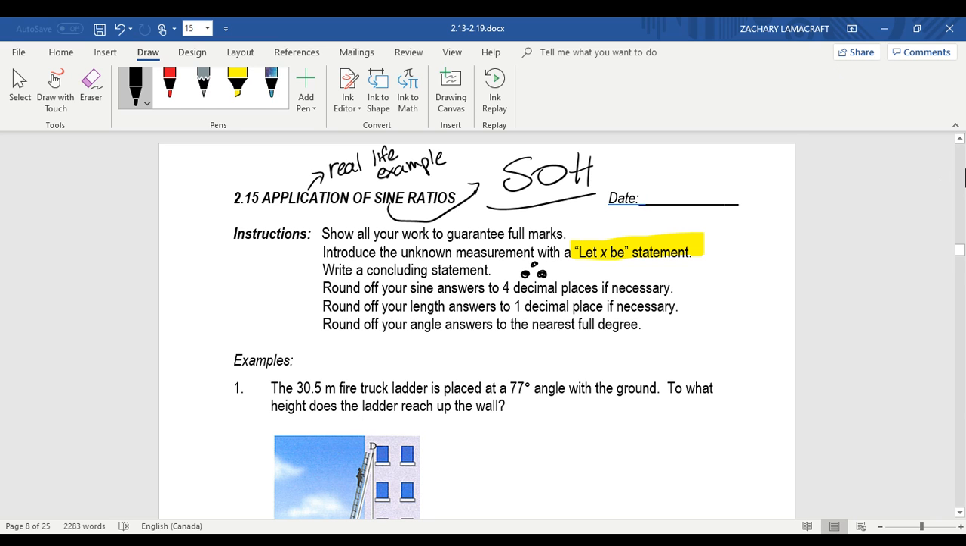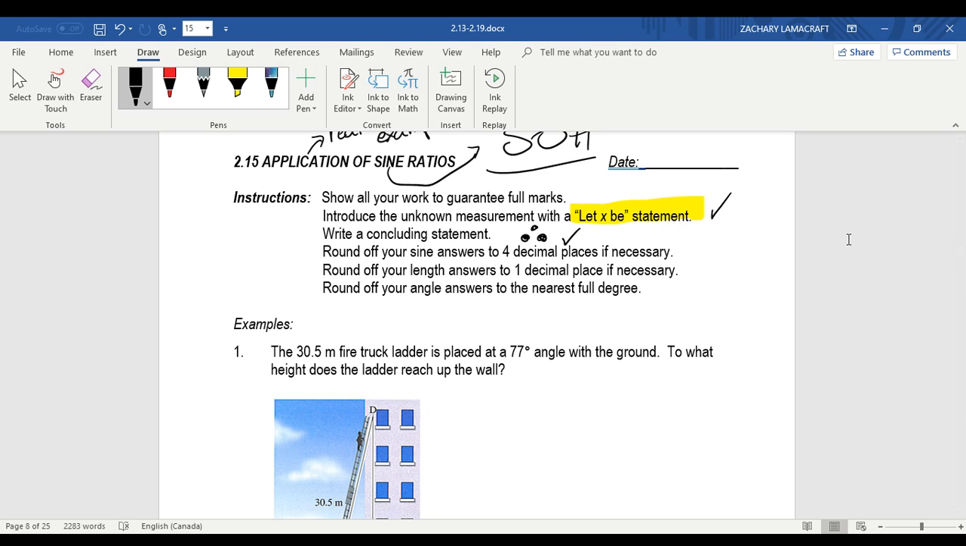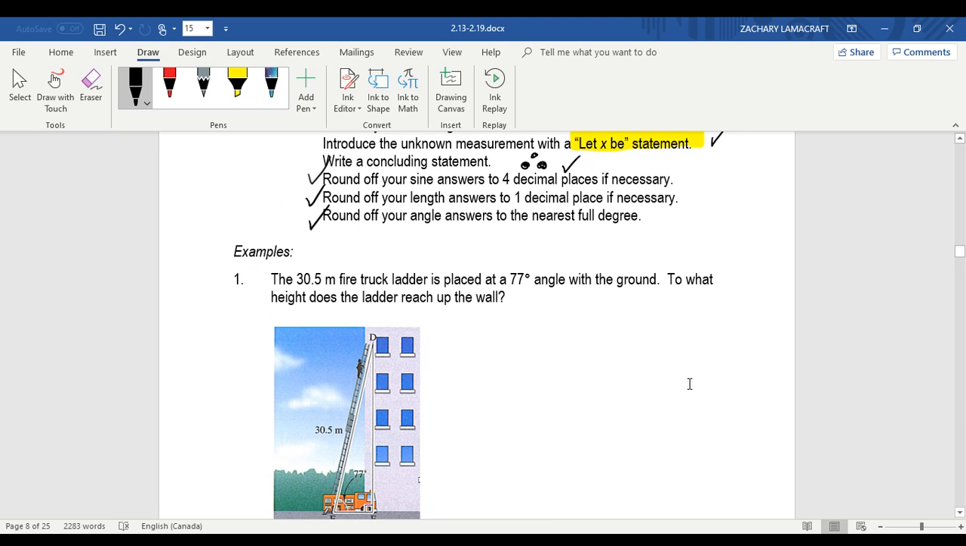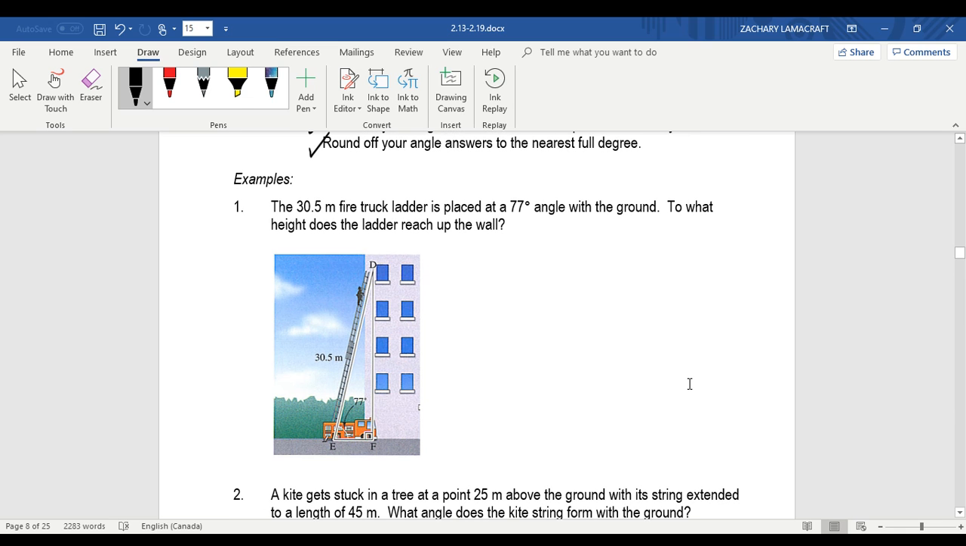Okay, my apologies. So once again, real life examples, 2.15, we're using SOH or our sine ratio. Remember, we need to include our let x be statement and our concluding statement as we go. We round off our sine answers to 4 decimal places. We round off our side length answers to 1 and our angles to the nearest full degrees. So once again, my apologies for not sharing the screen, but hopefully you guys can see now. And we will begin with our 2 examples leading you into your assigned work.